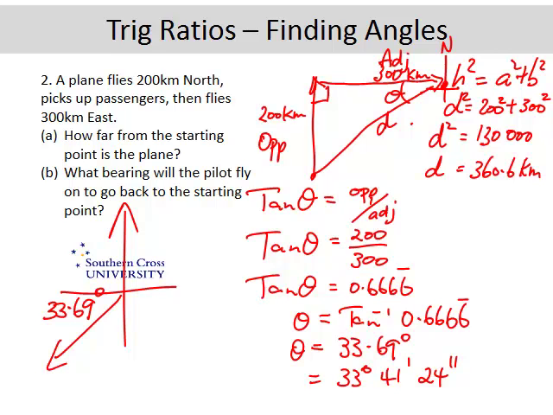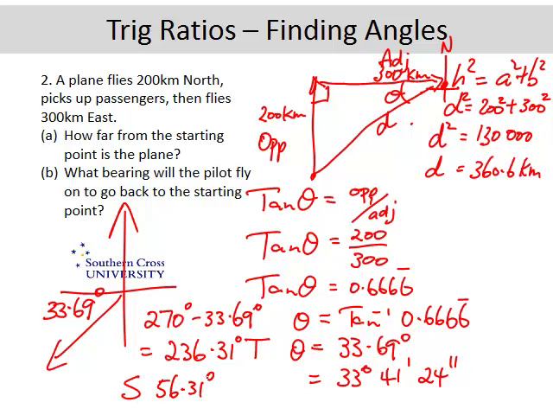So this as a true bearing is the angle around to here, so as a true bearing it's going to be 270 degrees, take away 33.69 degrees, which is equal to 236.31 degrees true. Or as a compass bearing, it's going to be south and 56.31 degrees west.